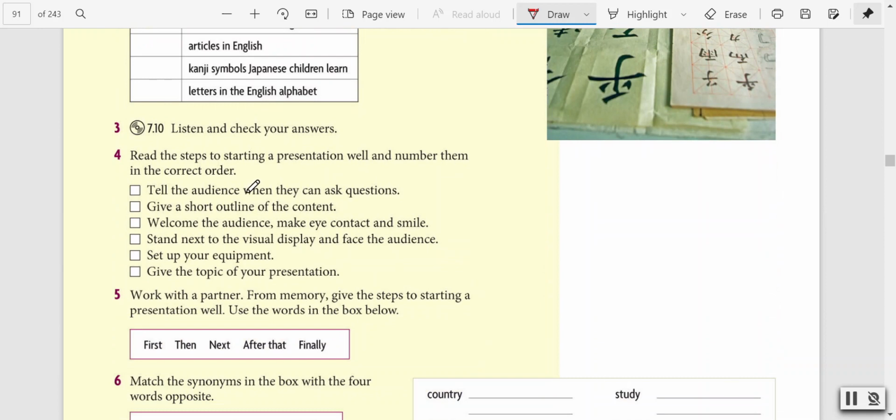Read the steps to starting a presentation well and number them in the correct order. This is very important. How can you reorder sentences for what steps to start a presentation? How can you start a presentation? Number 1, set up your equipment. And also, number 2, you can stand next to the visual display and face the audience. And the others will be like this. Try to select or order them, organizing them in the right way.